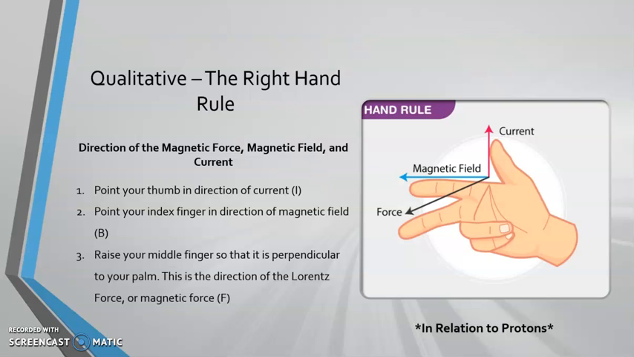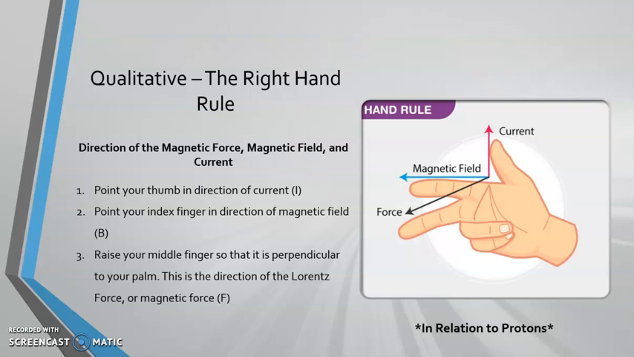So this right-hand rule deals with the direction of the magnetic force, the magnetic field, and the current. To really find this force, there are some pretty easy steps. It's 3 steps. Take your thumb and point it in the direction of the current, I, or V, sometimes referred to as V. This current is just going to be an arrow on the page, so you point it in whatever direction that current is going.